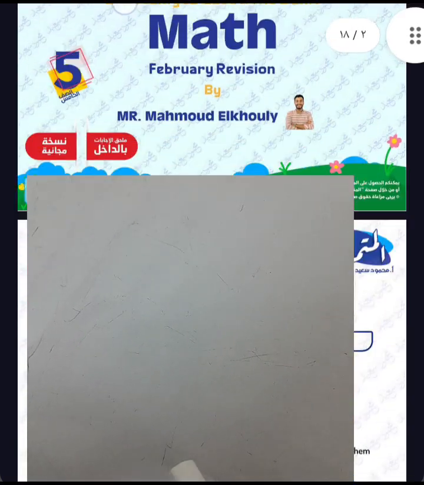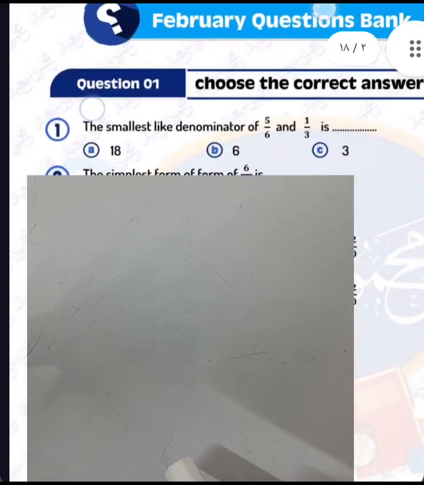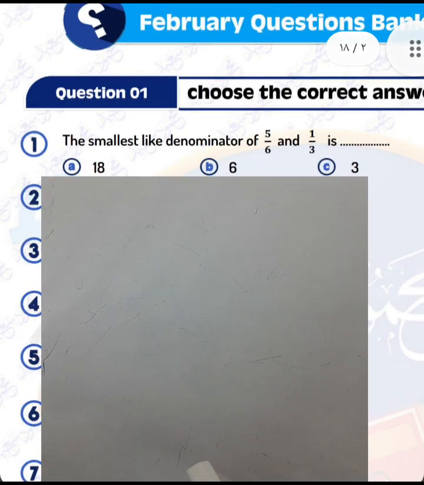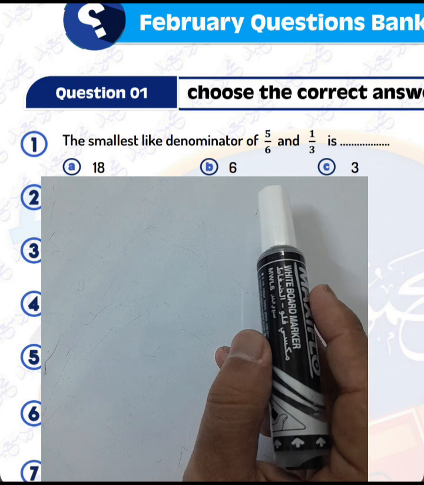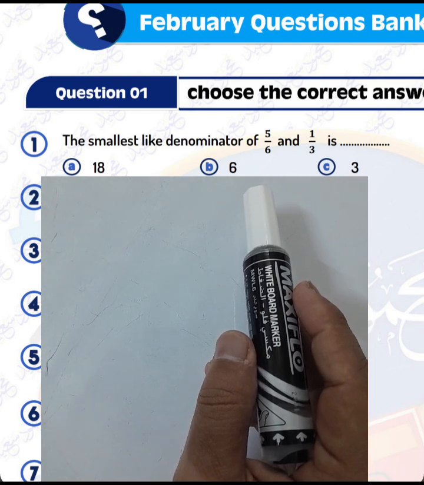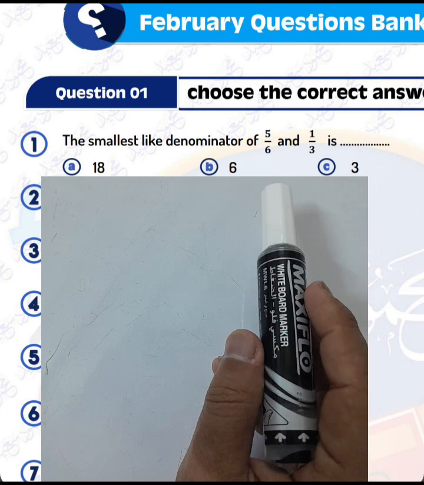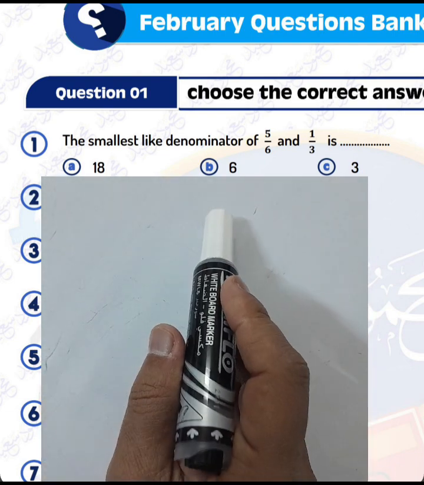We will solve from the Al-Motamayez book, revision mathematics, February month. Look at question number 1. The smallest like denominator of 5 over 6 and 1 over 3. We know 6 can be divided by 3, then 6 is the least common multiple between the denominators. Then the smallest like denominator of 5 over 6 and 1 over 3 will be 6. Choose letter B because 6 can be divided by 3.